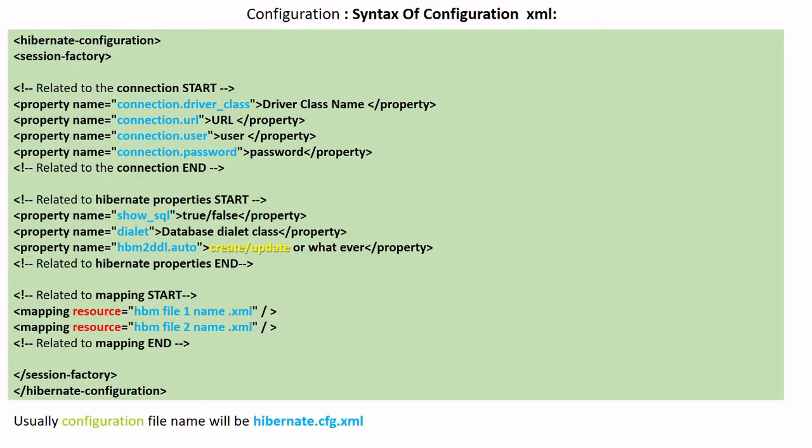So here is the syntax of configuration. Above all, the connection properties start with the driver, URL, username and password, and the second is the Hibernate properties, like the dialect, show SQL and hbm2ddl create, update, which we will understand deeply in further series. And the last is the mapping resource.